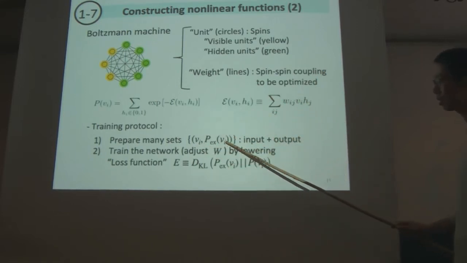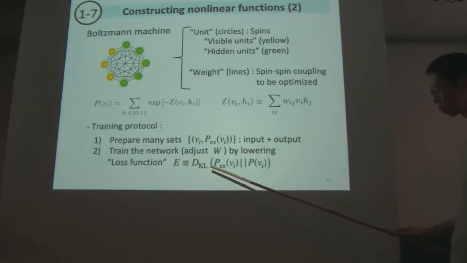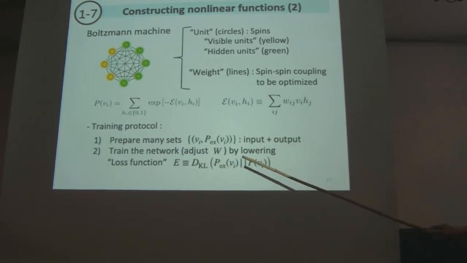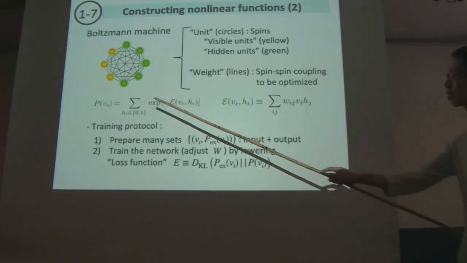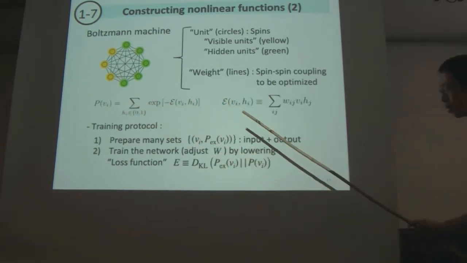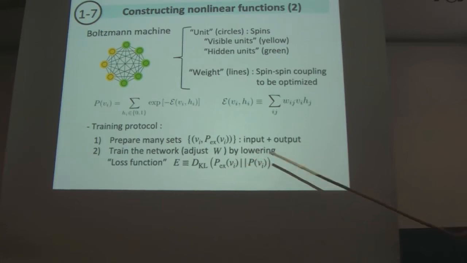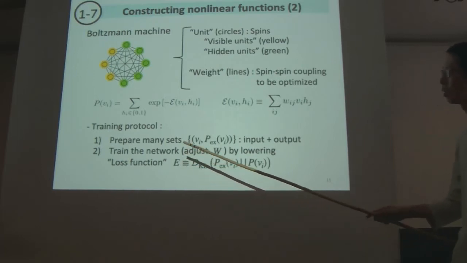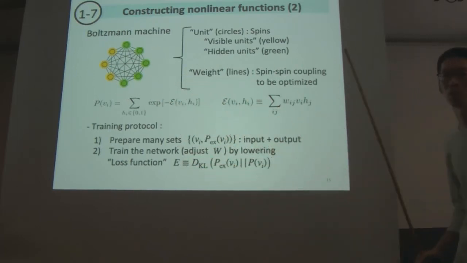So this is the data. So this is supervised training. And the loss function is this. This is called the Kullback-Leibler divergence, but it's a relative entropy in physics words. So you compare this data probability distribution versus this probability distribution, and you want to make it closer to this one. So this is how the loss function is defined, and you make it lower, and then this network is trained.